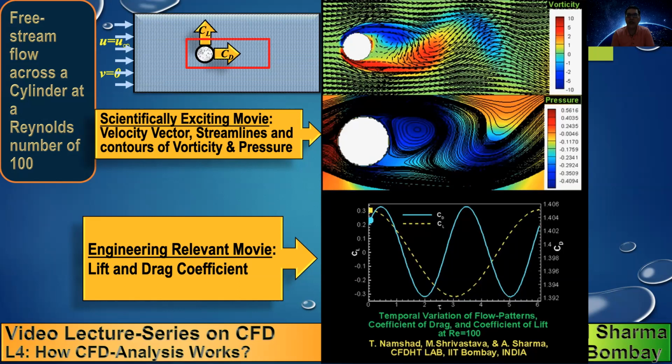So you can see, here there are two things: velocity vectors and the vorticity contour. Here, I'm showing you again the pressure contour and the streamline. And from the streamline, you can get an idea about the direction of the flow. I will show you this, as far as this figure is concerned.